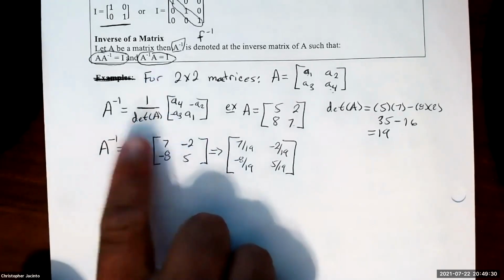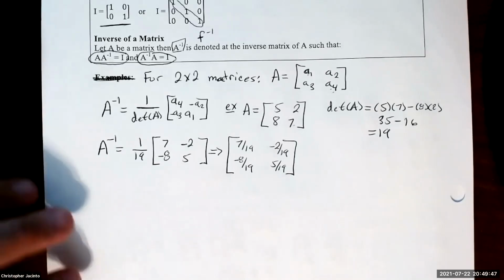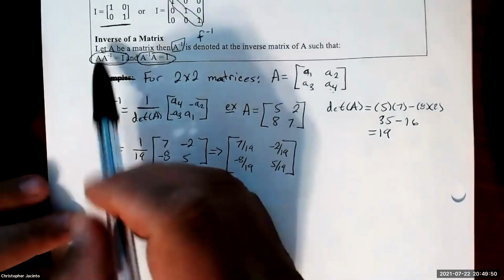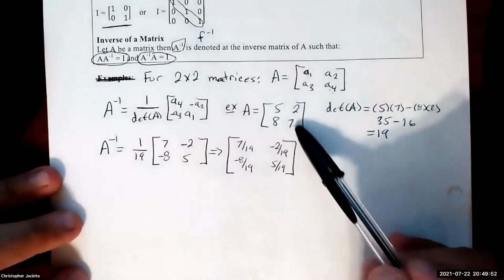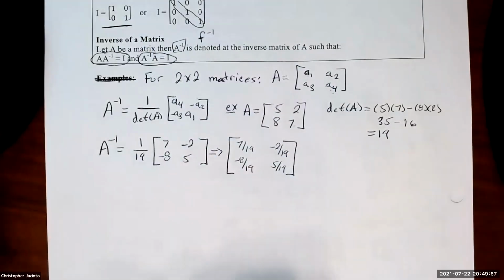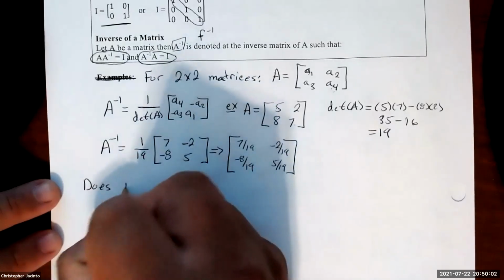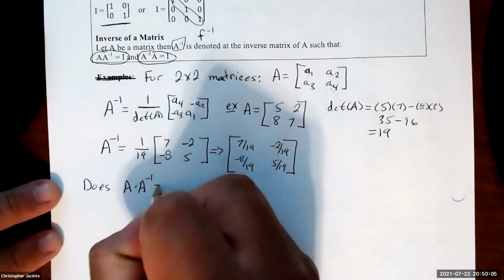Again, this is always going to work if we have a 2 by 2 matrix. So, question now is, how do we know if it is true, right? Like, if you're doing homework or an exam, how do you know this actually works out? Well, there's your key. If we multiply A times its inverse, we should get the identity back. So let's see if it actually does work out. So does, let's say, A times its inverse equal I?